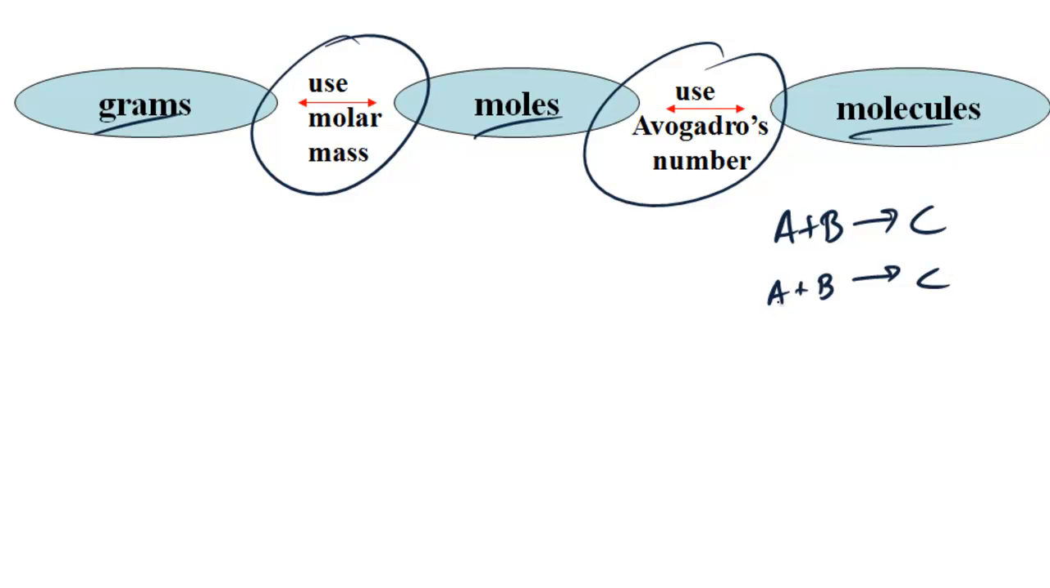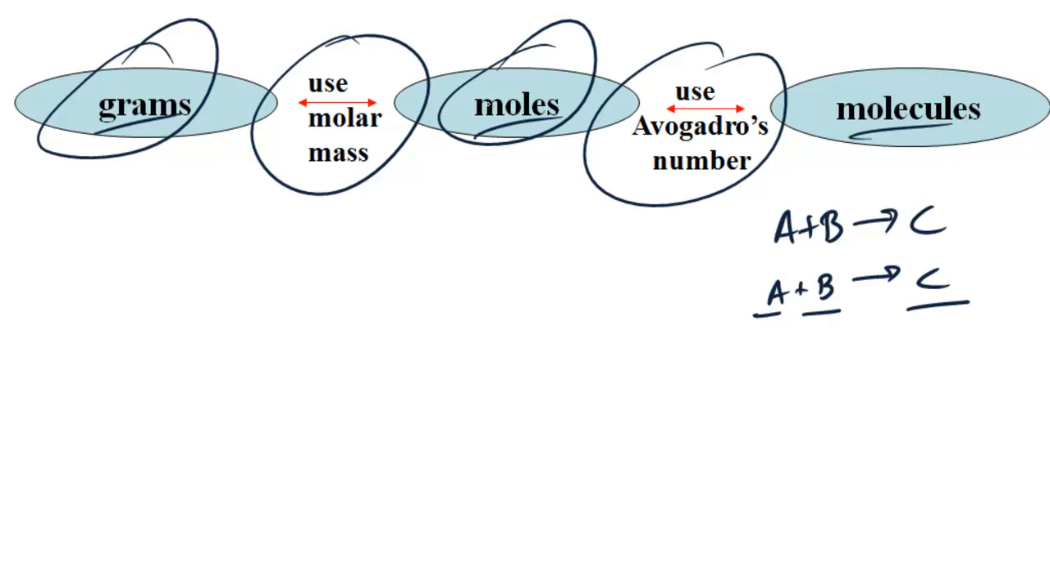So A can weigh 5 times more than B. That means to get the same number of atoms, we're going to have 5 times more mass of A than B. So it's about one atom reacting with another atom to make the product. And so, because A and B may weigh different amounts or have different masses, we have to convert the grams to moles.